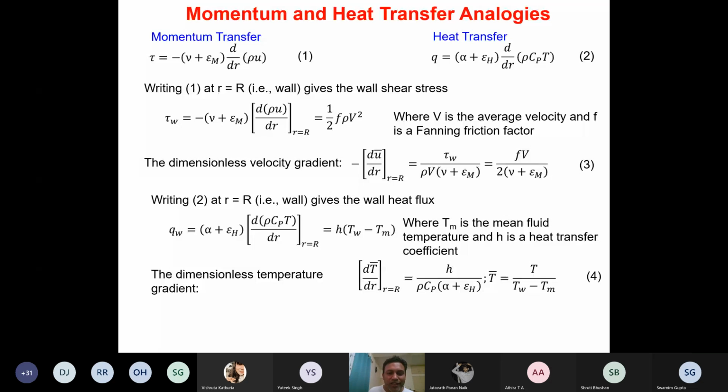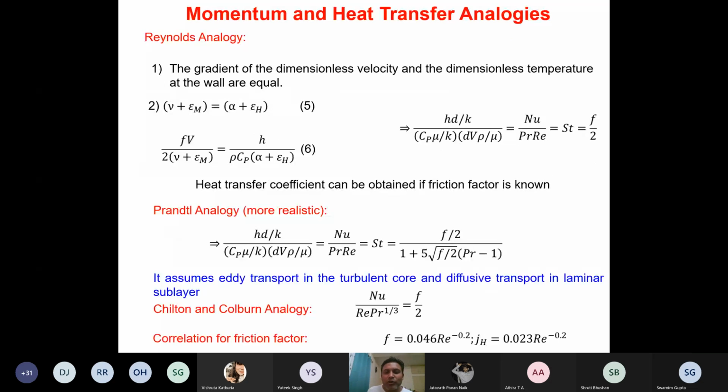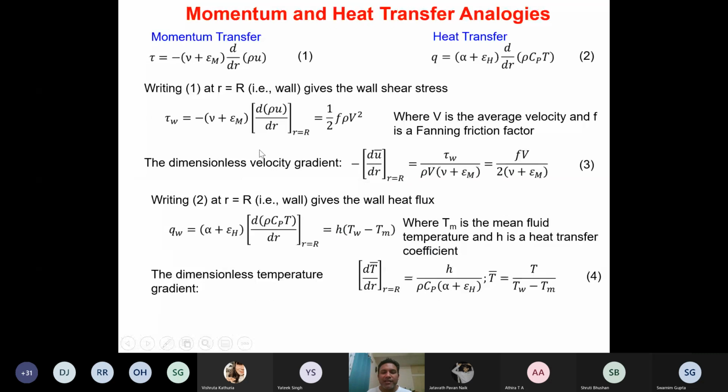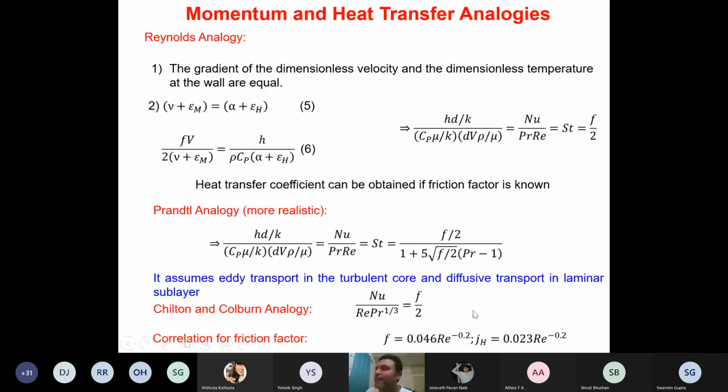What Prandtl assumed is eddy transport in the turbulent core. So that means between this region here, there will be an eddy transport, but very close to the wall, there will be a laminar flow. So both these factors he accounted, and the diffusive transport in the laminar sublayer.